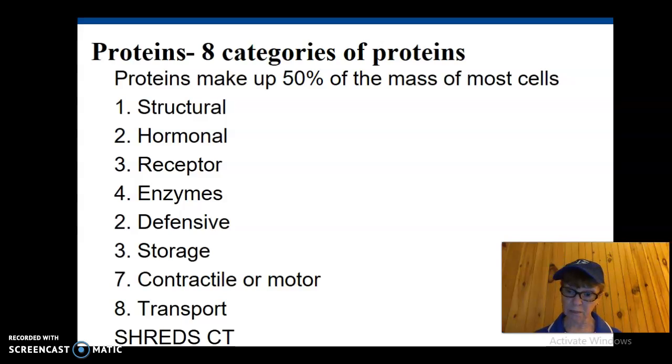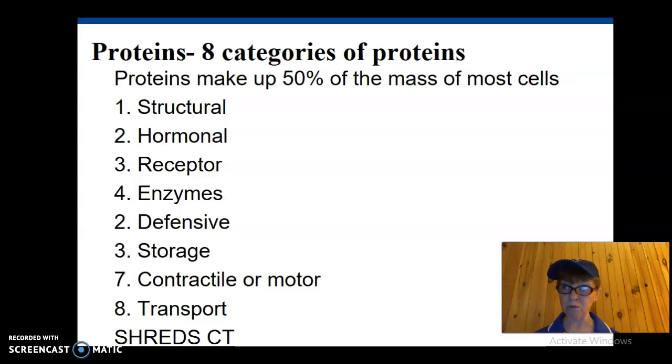So proteins can be structural, they can be hormonal, receptors, enzymes. They can be used for defense, storage, as contractile as far as motor, and transport. And again, at this point, it is not really important that you be able to give a large discussion on how they form structure or hormones or receptors or enzymes, because each of those 8 pieces are brought out at a separate part of the course. I just want to review that SHRED CT is the easy way.